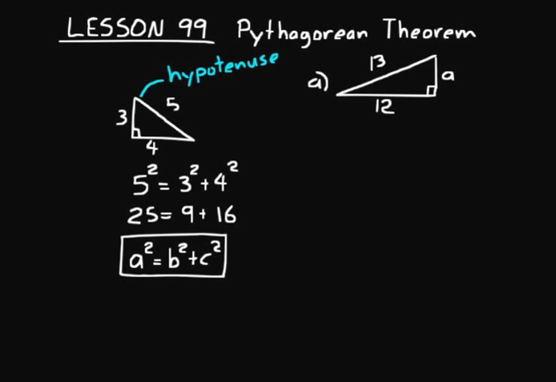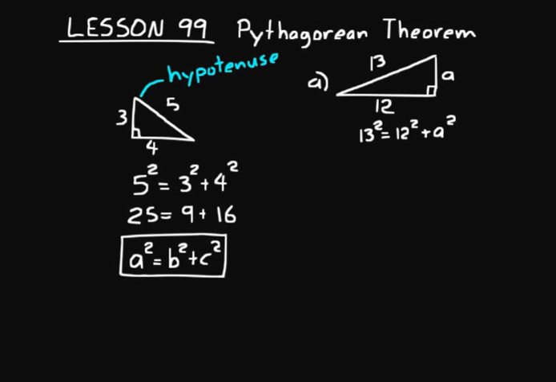Let's do a few problems on this. Look at practice problem A. Solve for that missing side a there. You can use the Pythagorean theorem to do that. Hypotenuse, or longest side squared, so that would be 13 squared, is equal to the sum of the squares of the other two sides. 12 squared plus a squared. We're solving for a here.